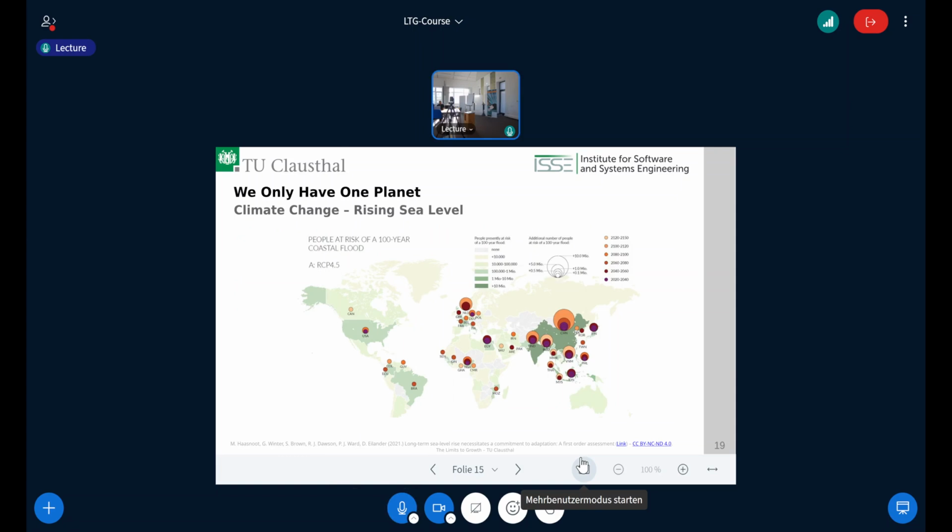Something that we are not so much impacted by here in the Harz region, but nonetheless in Germany, is a rising sea level.